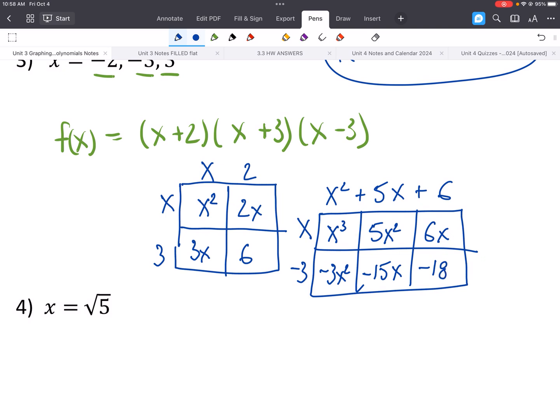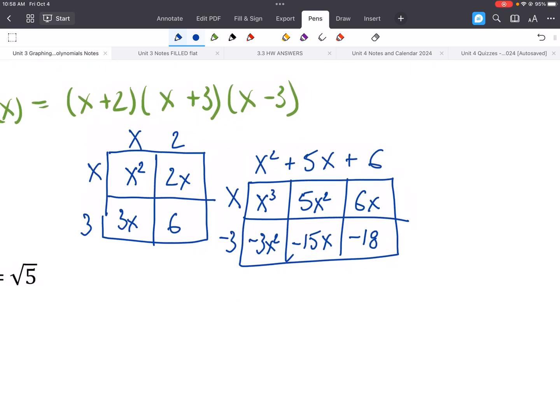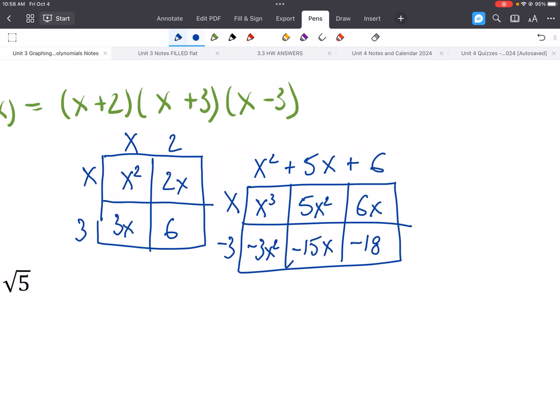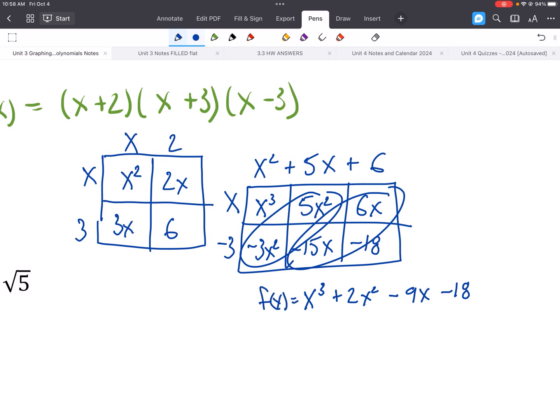Combine like terms. If I didn't mess anything up. So we end up getting x cubed, I think I'm okay, plus 2x squared, and we combine those two, and then when we combine those, we'd end up getting minus 9x minus 18. So that would be our equation in standard form.